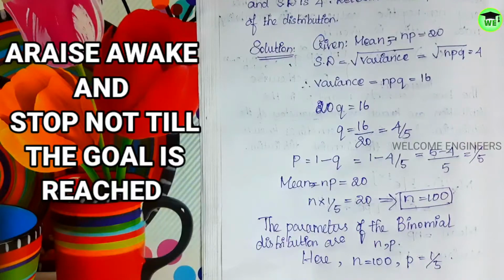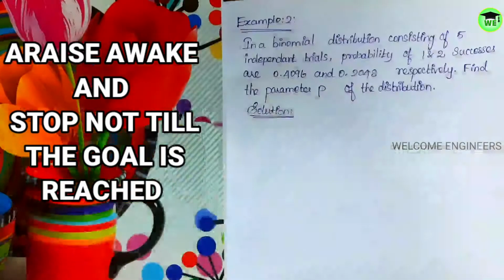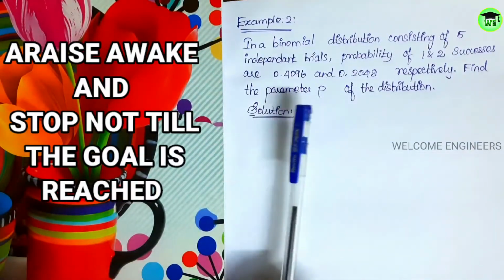So this is one type of problem in binomial distribution. Next we have to solve another type of problem. Okay, so another problem. This is the second problem in binomial distribution.